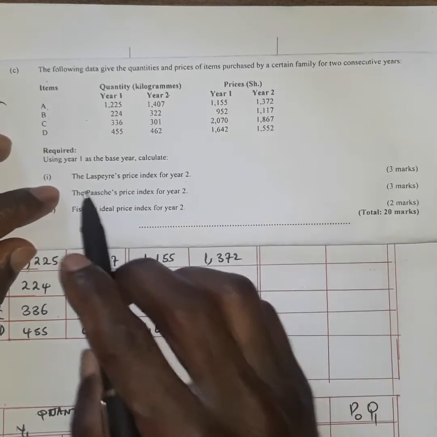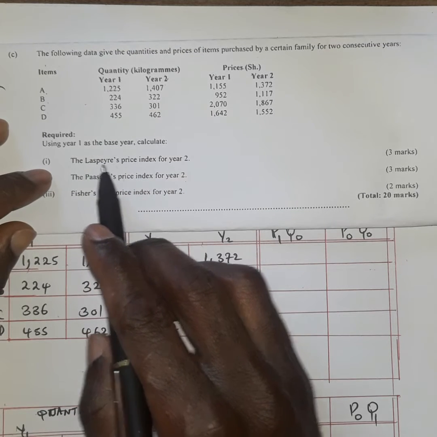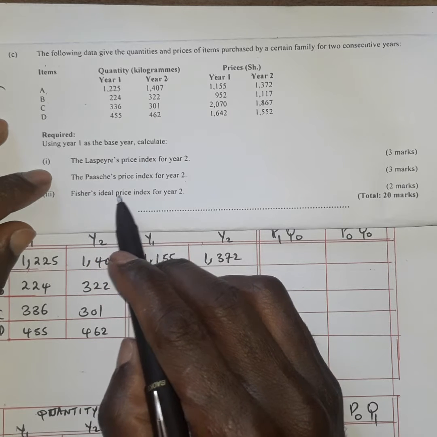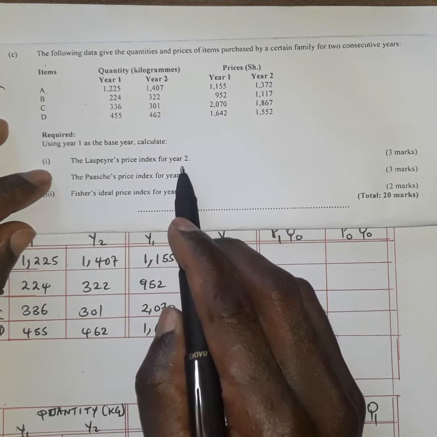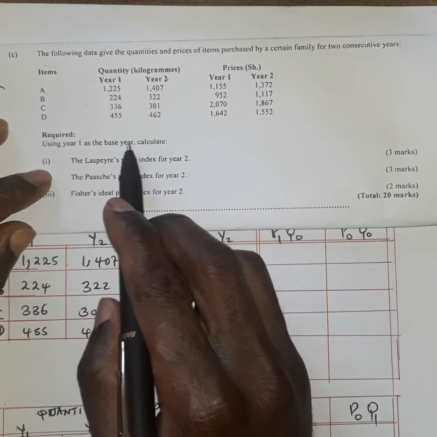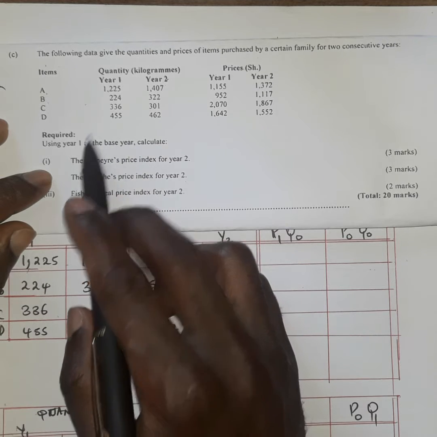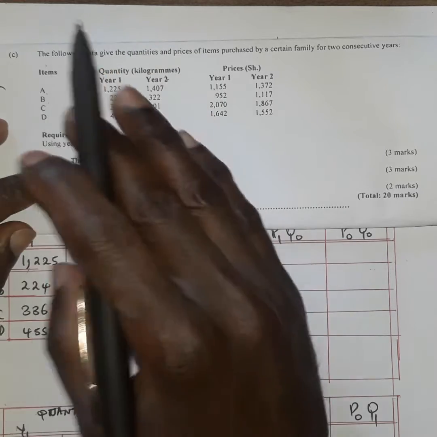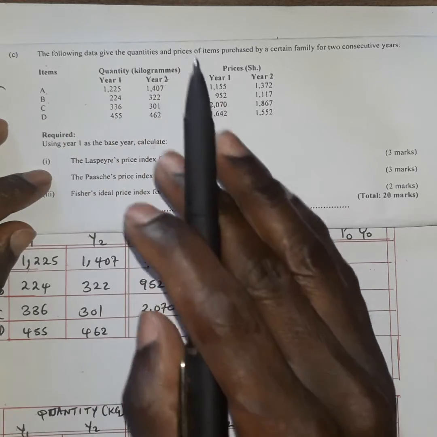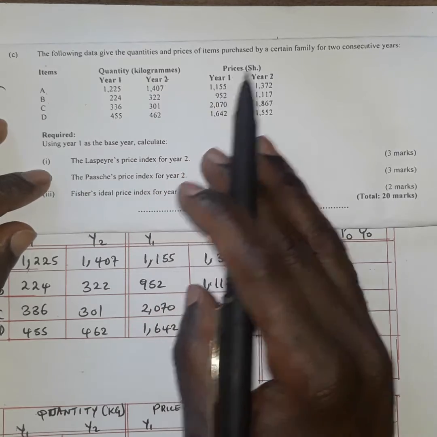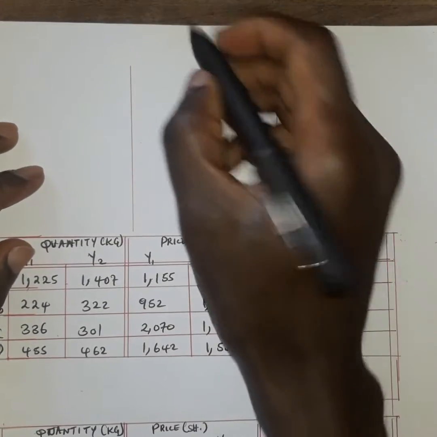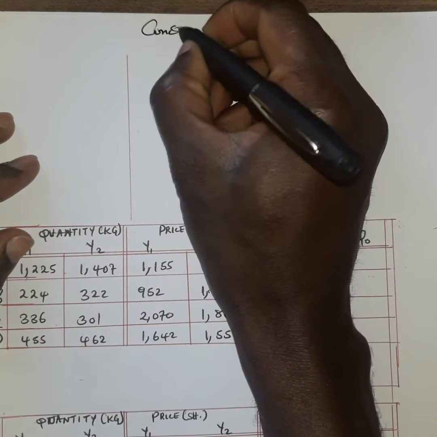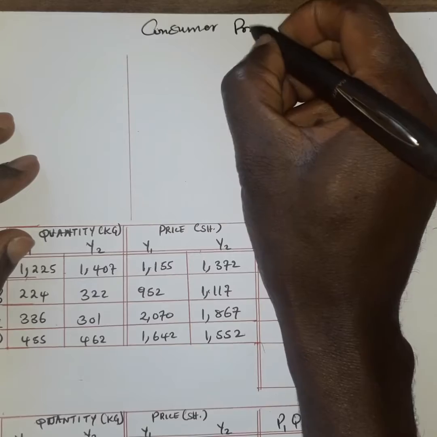And then we are required to calculate the Laspeyres, Paasche's and Fisher's ideal price index for year two, using the base year as year one. I want to explain what is meant by base year and the current year when it comes to price indices. Those two terms originate from what is known as the consumer price index.